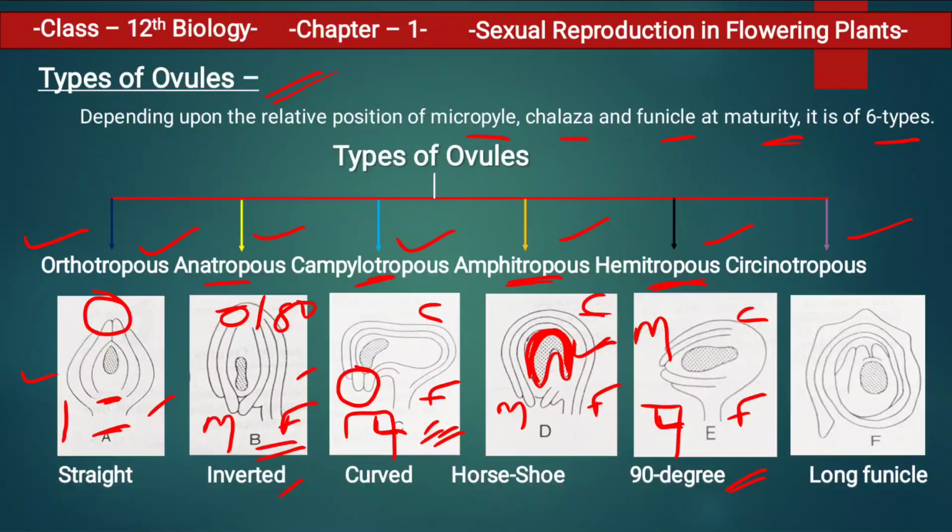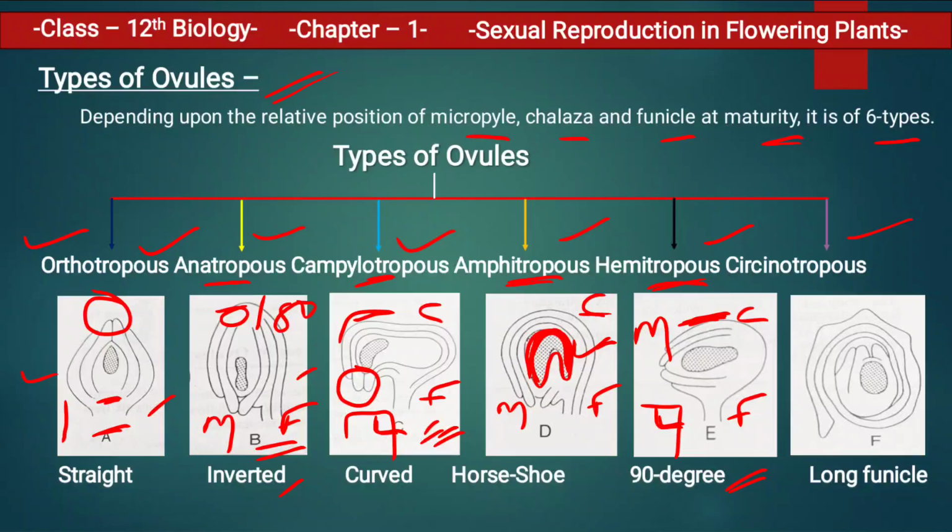In campylotropous it is also 90 degrees, but in hemitropous you can find micropyle and chalaza in a straight line, in a single line. But in campylotropous, micropyle and chalaza are not in a straight line. They are in a curved structure.